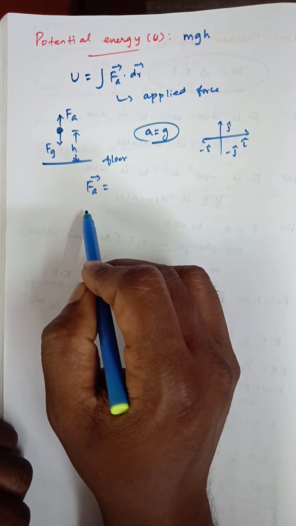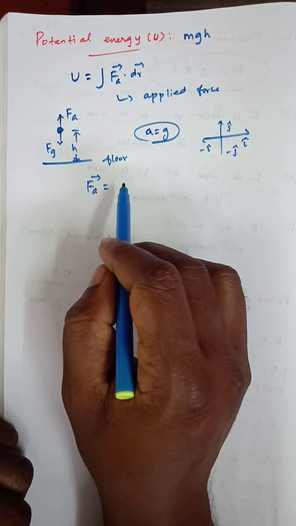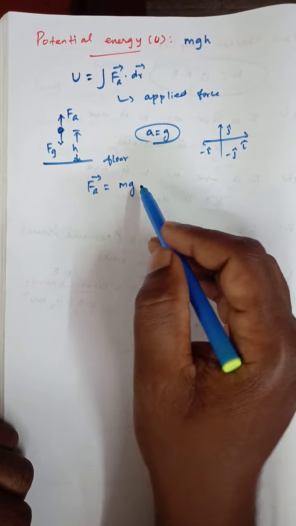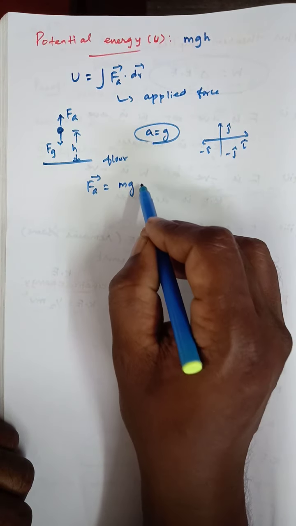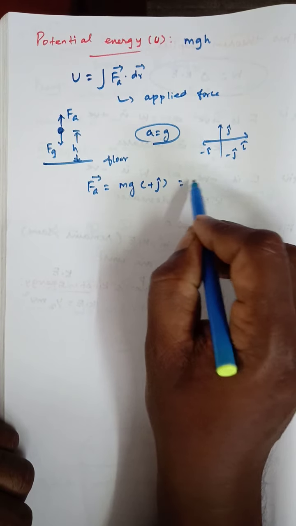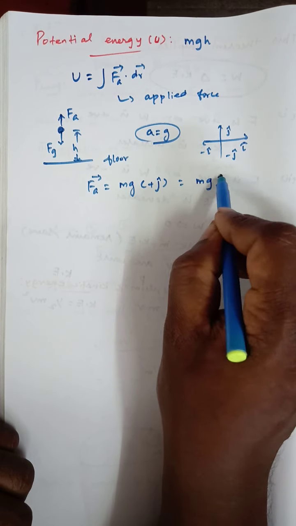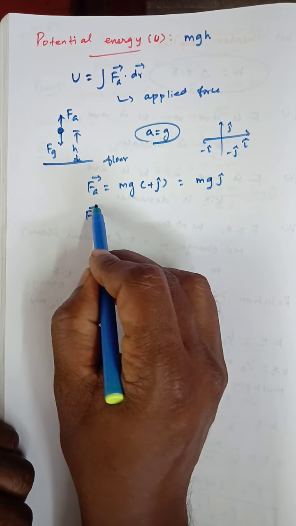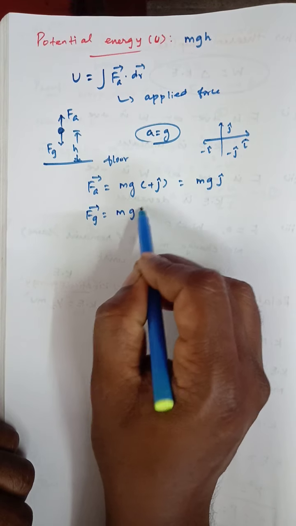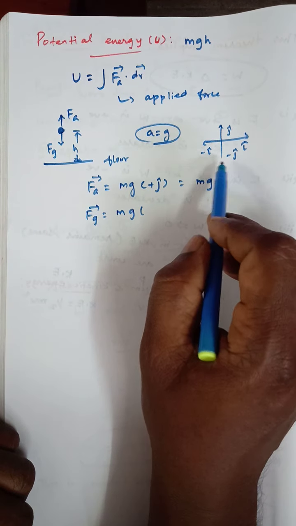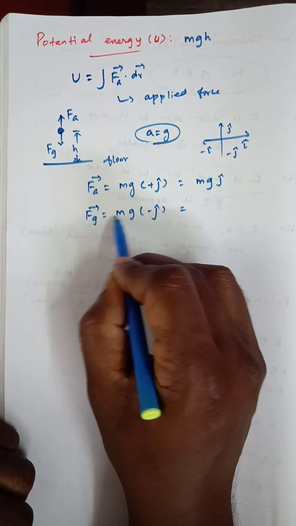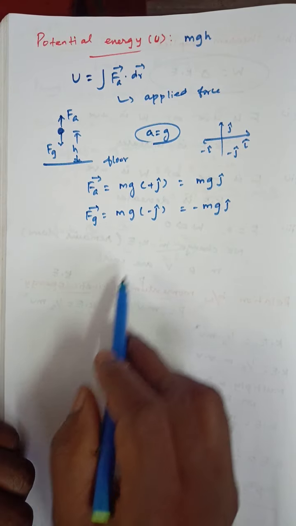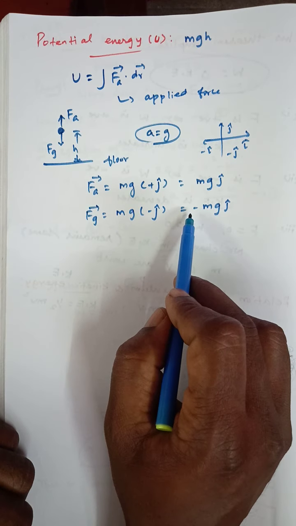First, this Fa is acting upwards, so we write the Fa vector is equal to the formula for force from Newton's second law, mass into acceleration, but I write a is equal to g, so we write mg instead of a. It is acting upwards, so we put plus j, so we get mg into j. Now Fg is acting downwards, so the Fg vector is equal to the same mg, acting downwards, which is minus j. So I put minus mg into j. See, both are the same in magnitude, but acting in opposite directions.